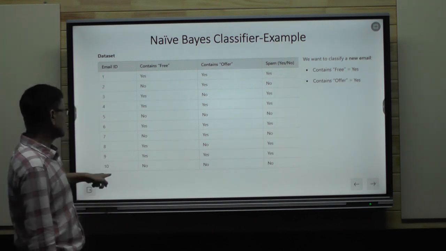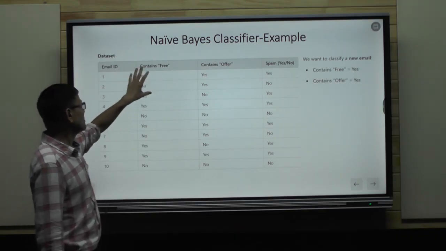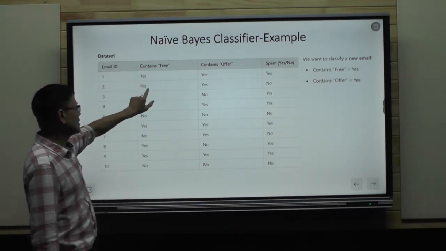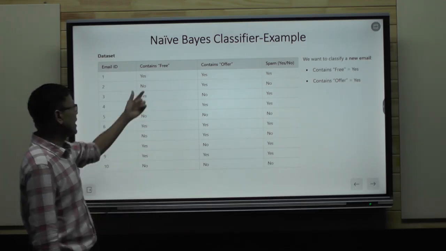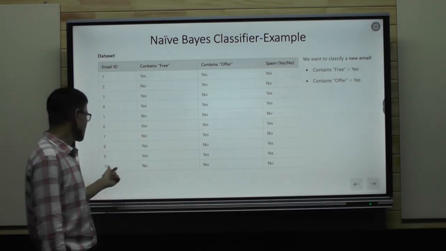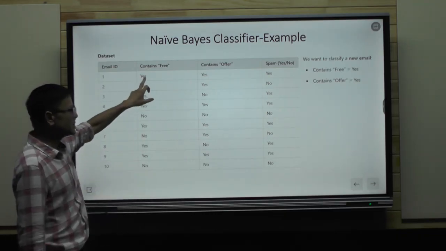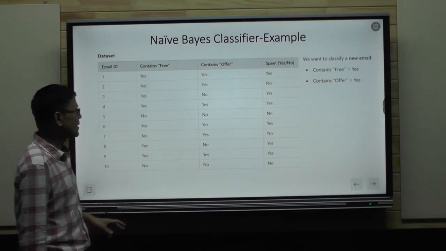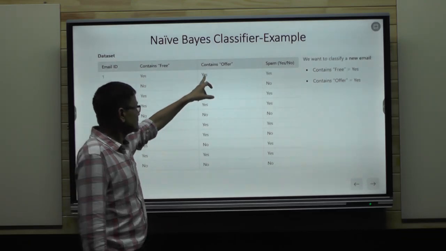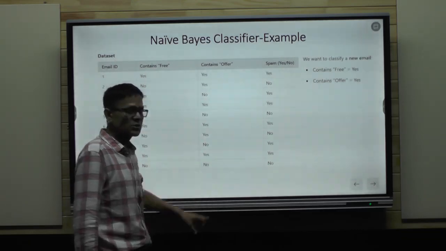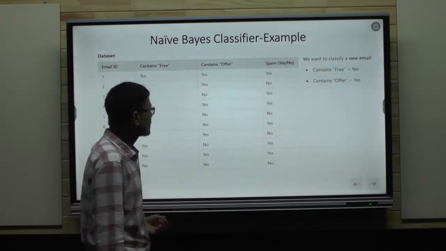We have email IDs, numbers, and each email either contains the word free or not: no, yes, no, yes, no, yes, no, yes, no, yes, no. So the word free is present in some emails, and if it is present then it is yes. If you have offers, then yes and no, yes, no. That is, the word offer is present in that email.